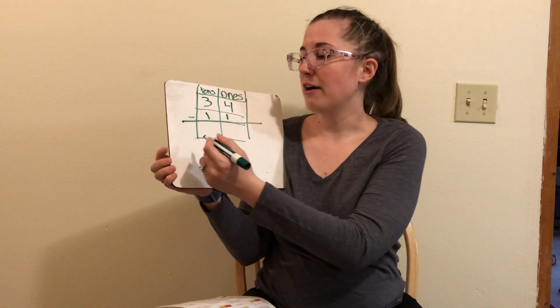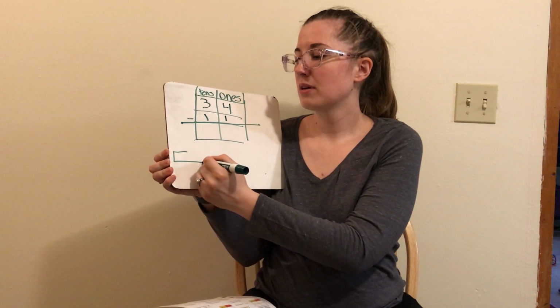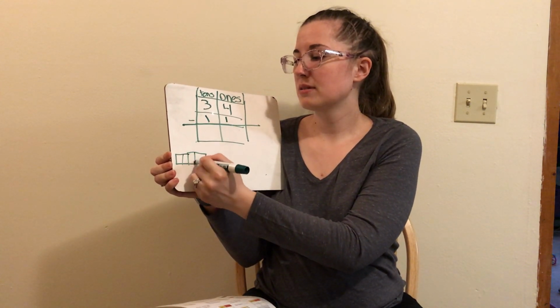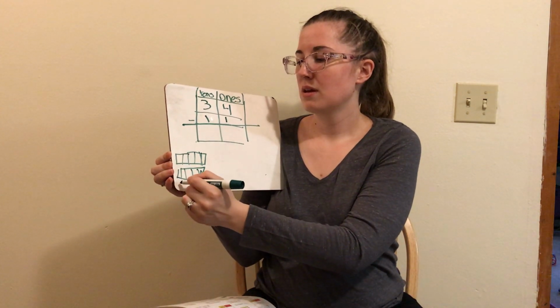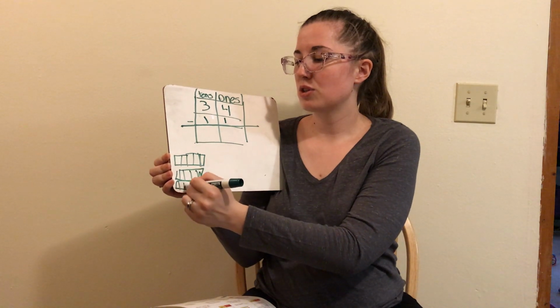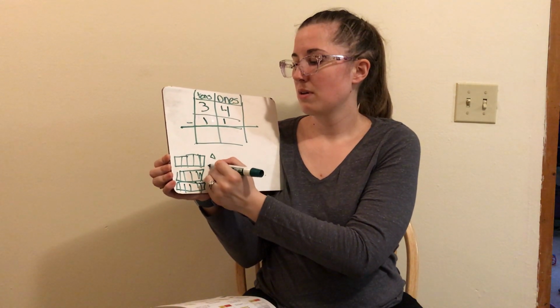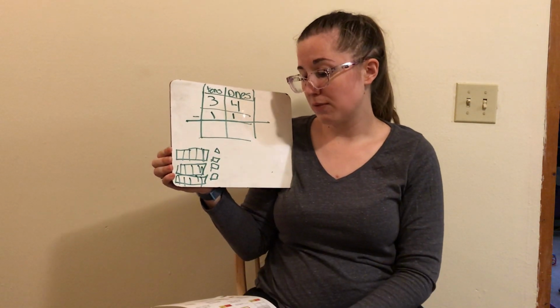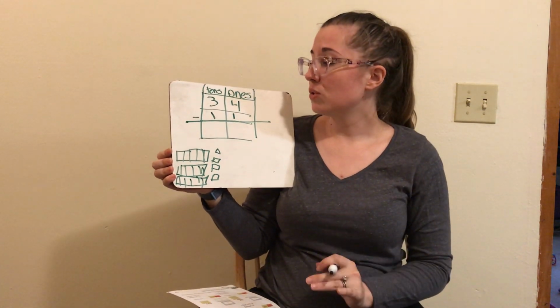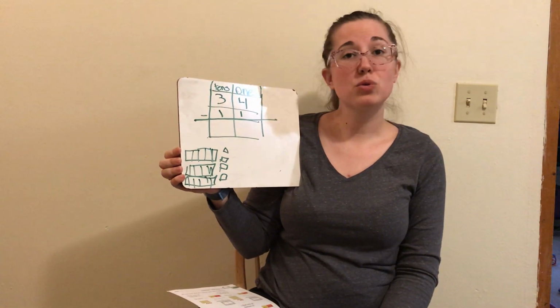So the numbers are already there for you. They also have the lines there. 34, subtract 11. They've written that out for you. What you need to do is go and cross them off.